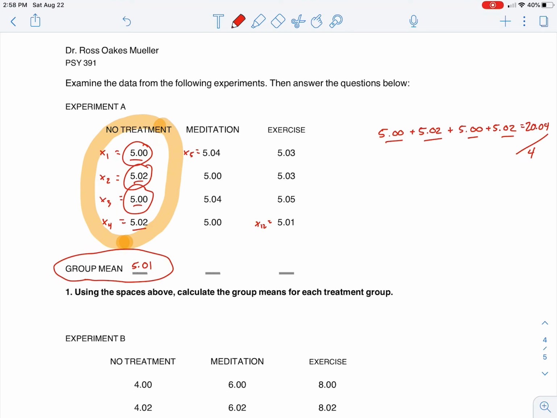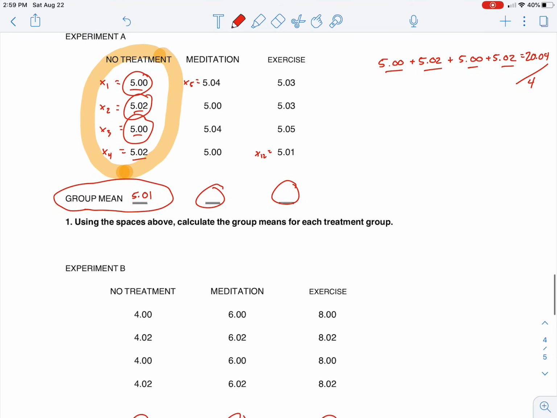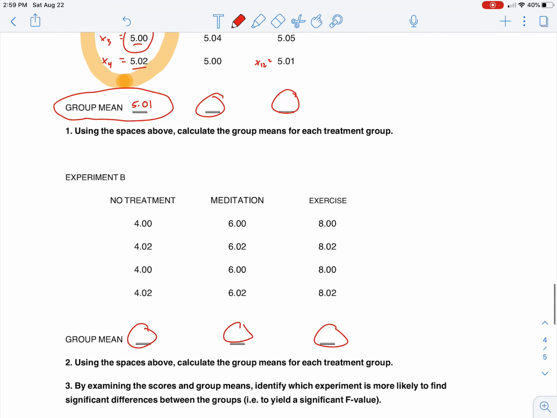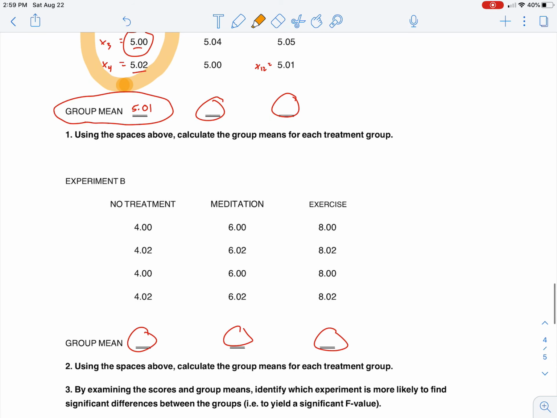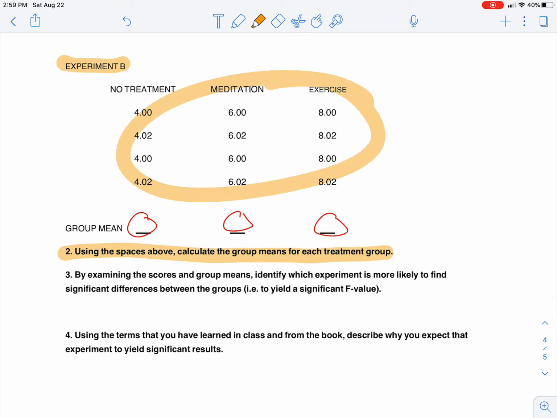So the first thing you're going to do is do the same thing over here. Calculate out the group means for each one of these 6 different groups. That's the easy part. The second part is more conceptual. So you're going to do that. You've done that up here for each treatment group. In the second experiment, I've given you data as well. You're going to do the same thing down here. You're going to calculate those group means right here.